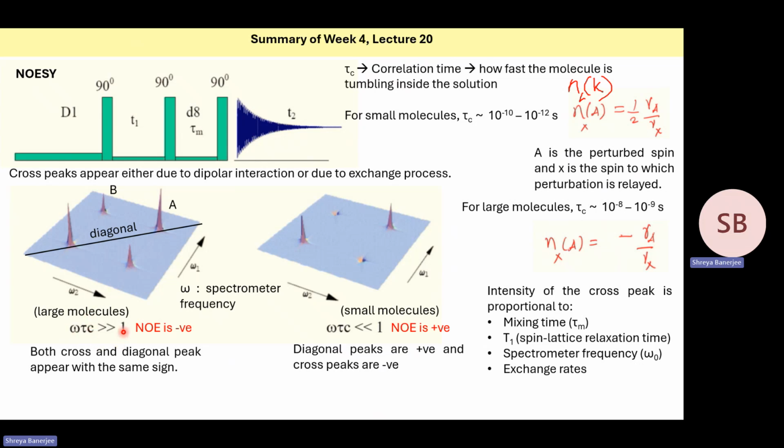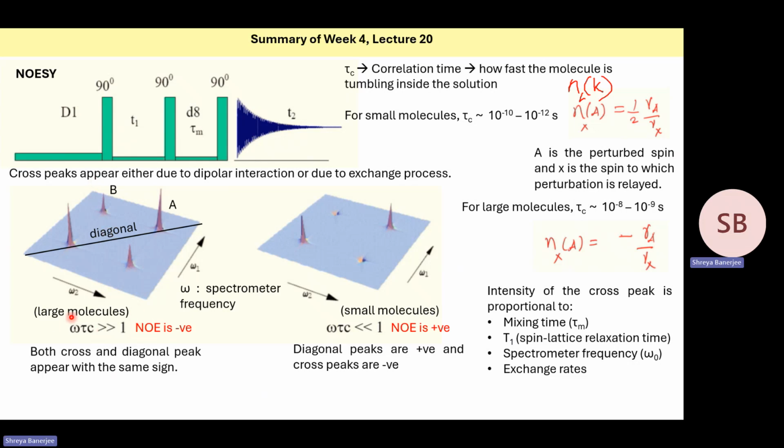So NOE is negative for large molecules. That is, omega tau c is much greater than 1. We know tau c is large, so omega tau c is greater than 1. And in small molecules, indeed it is positive. And again, we can say omega tau c is much less than 1 because tau c was small. So what happens to the NOE in NOESY spectra, which is NOE correlated spectroscopy?